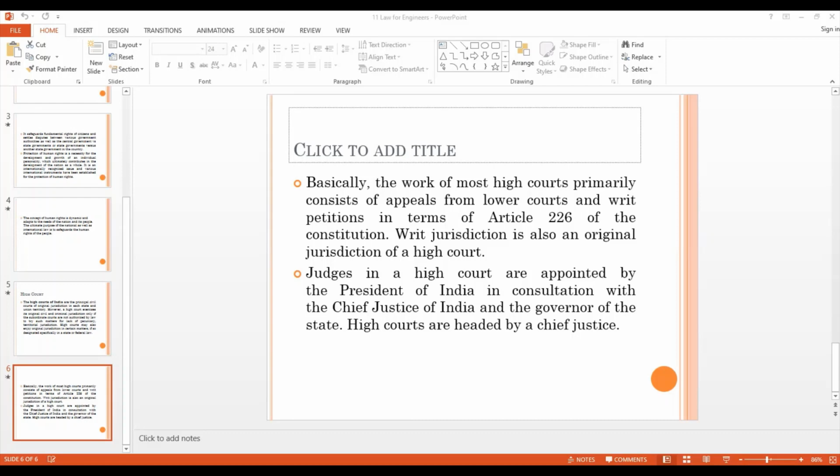Among all high courts, the High Court of Uttar Pradesh has the maximum number of judges, around 160. There is no other high court in India which has such a large number of judges.